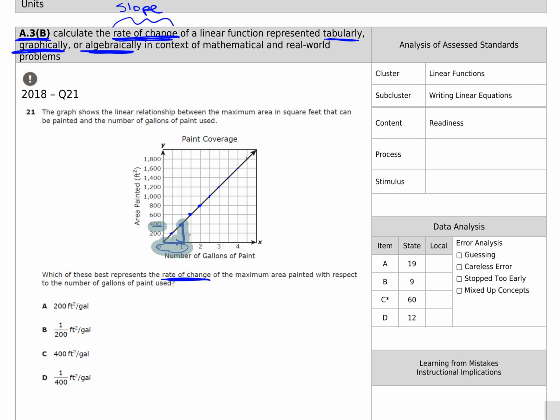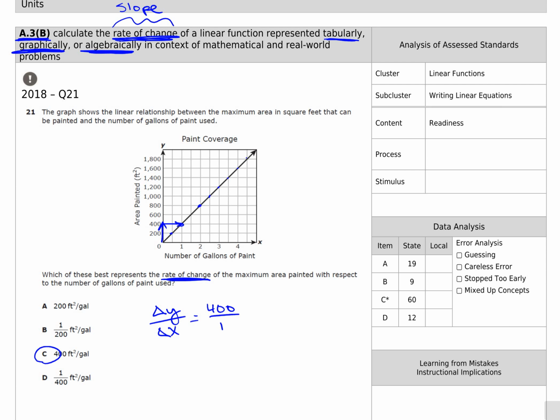So the slope is up 400 over 1. That's change in y over change in x. 400 over 1. The answer is C.